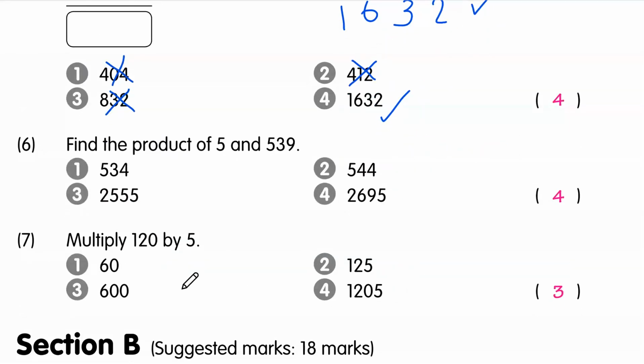Find the product of 5 and 539. Work this way. Product means times. Okay, 539 times 5. Okay, your answer should be 4.